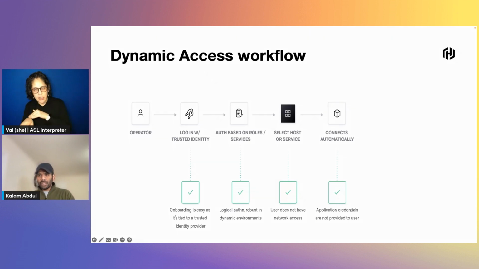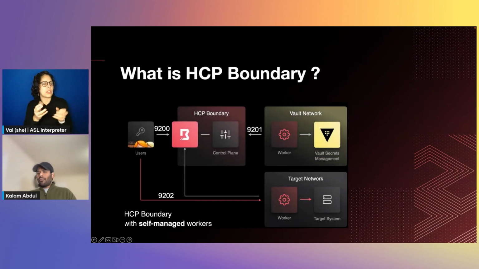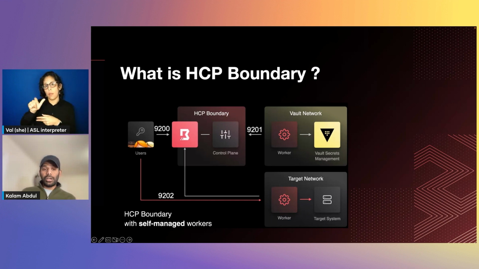So Boundary is open source, and HashiCorp also provides a fully managed version of Boundary. It's called HCP Boundary. It enables zero trust networking without needing to manage underlying infrastructure. And HCP Boundary has two main components in here, right? The control plane and the worker nodes.